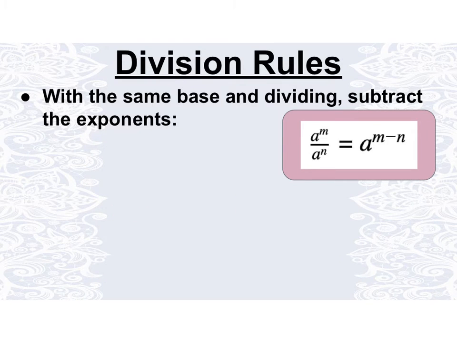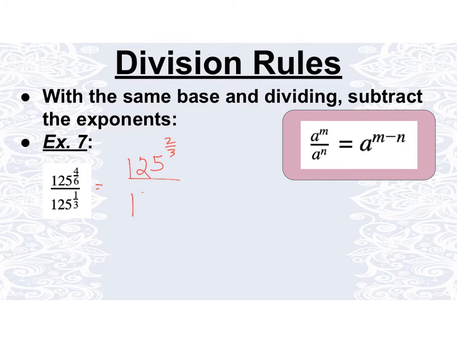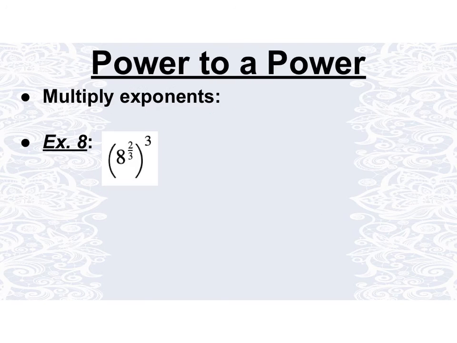When you're dividing, you're subtracting the exponents. So again, if they're fractions, you're going to have to get a common denominator. So here we have 125 to the 4/6, over 125 to the 1/3. Get a common denominator. I could just simplify that one, go that way. That would be a little bit easier. And then I'm doing 2/3 minus 1/3, so I get 125 to the 1/3.